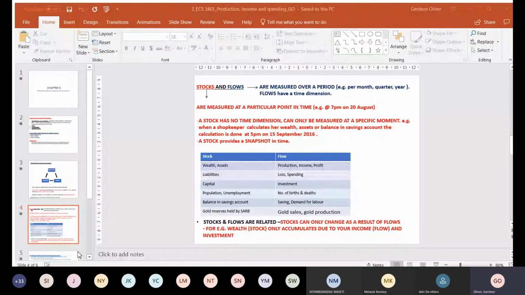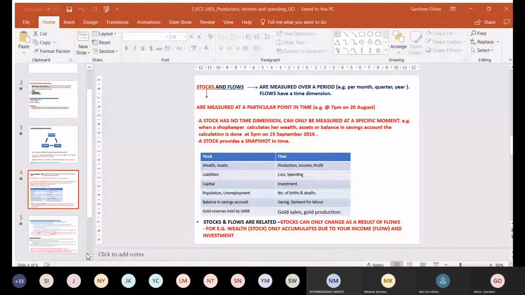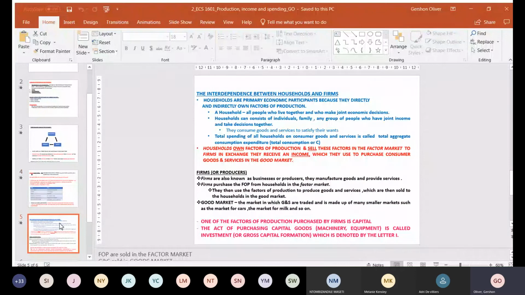I'm going to move to the next slide. So now I'm going to come back again and I want to explain to you the interdependence. In other words, what is the relationship between households and firms. This slide is a bit busy, but I'm just going to focus on the key things over here just to get the point across to you.